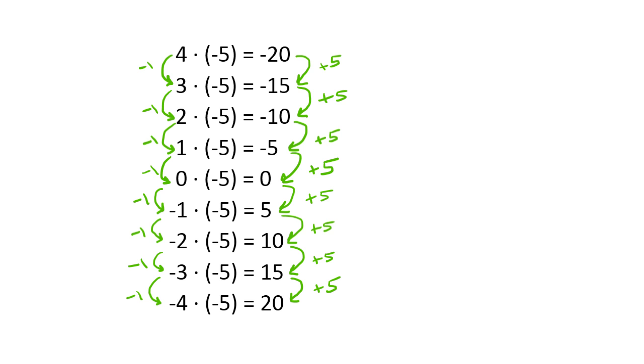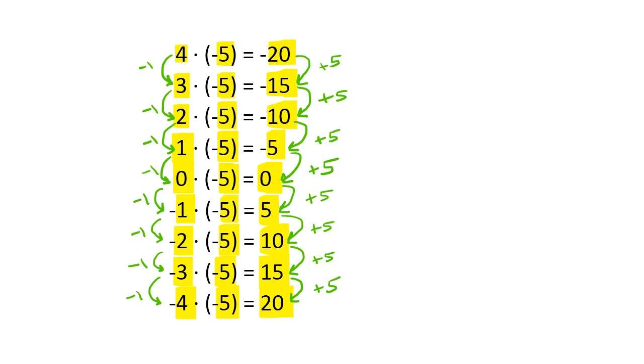Now here's something else I would like you to take a look at, and that would be the absolute value. 4 times 5 is 20. 3 times 5 is 15. 2 times 5 is 10. 1 times 5 is 5. 0 times 5 is 0. 1 times 5 is 5. 2 times 5 is 10. 3 times 5 is 15. And 4 times 5 is 20.